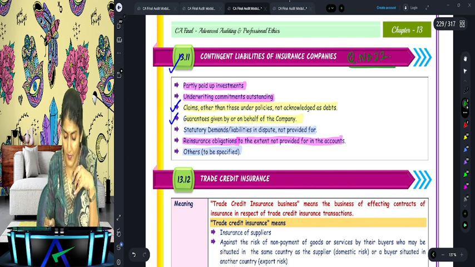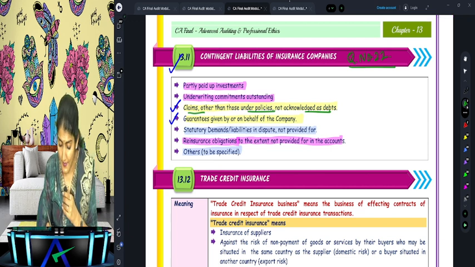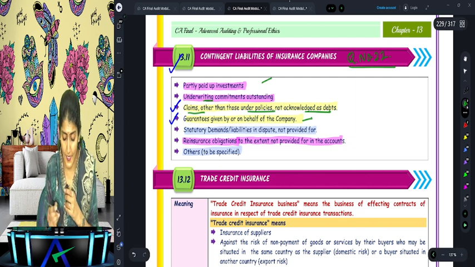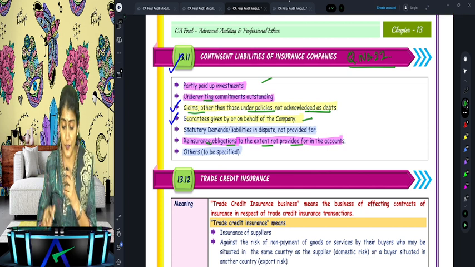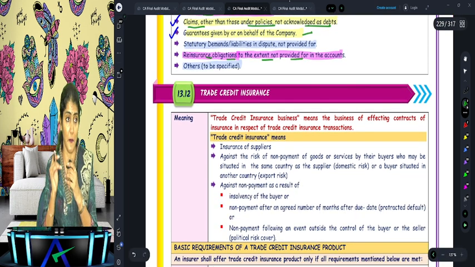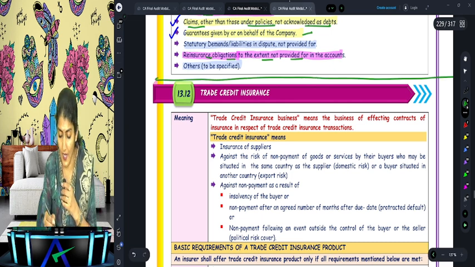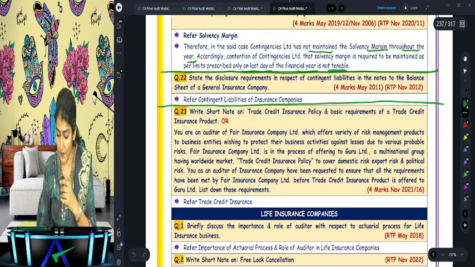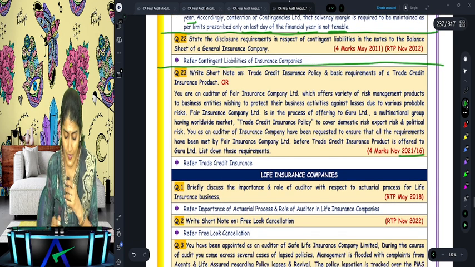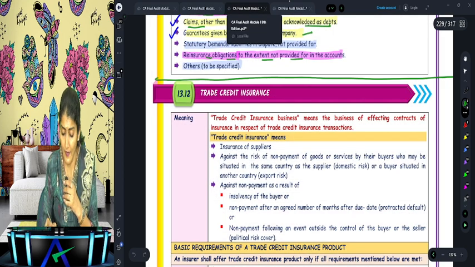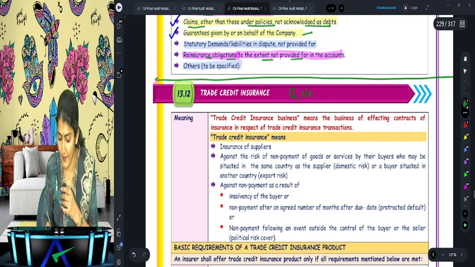So what are the points? Claims other than those under policies not acknowledged as debts, guarantees given on behalf of the company, then partly paid up investments, underwriting commitments, reinsurance obligation to the extent not provided for, statutory demand liability, and the others to be specified. Okay, and then you have another discussion over there which is regarding trade credit insurance. A question has been asked 2 times in your exams regarding trade credit insurance. So that is question number 23, which is regarding trade credit insurance.